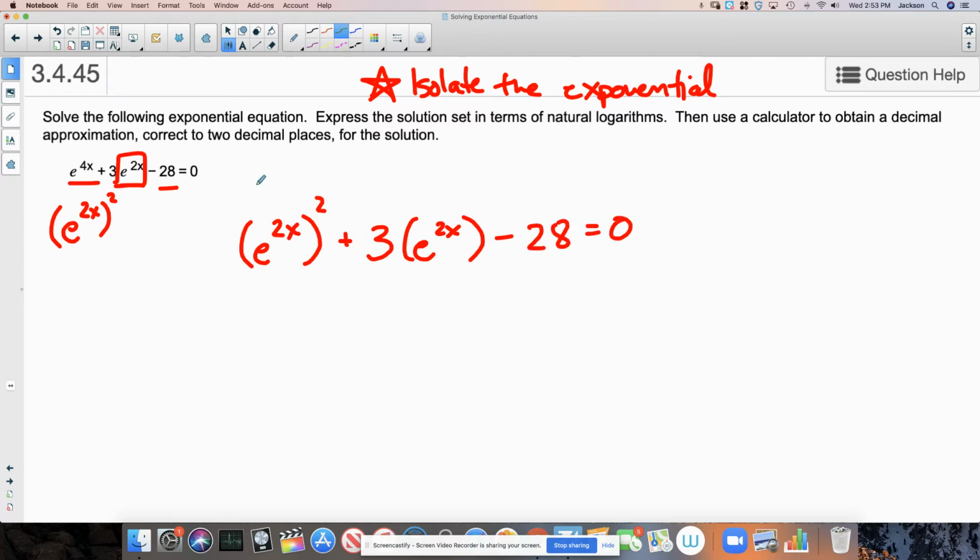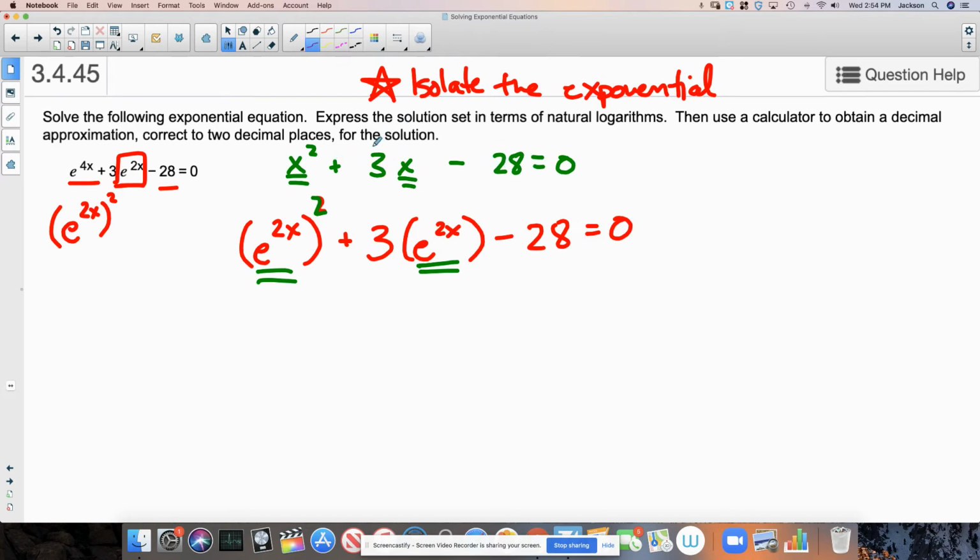So really, this problem is not very different than a quadratic, where it would be x squared plus 3x minus 28 equals 0, right? And again, forgive the ambiguity or the general term that I'm using here, but it's something in the middle, and that same thing being squared. This is something in the middle, and that same thing being squared. So I can approach solving this like I would approach solving this.